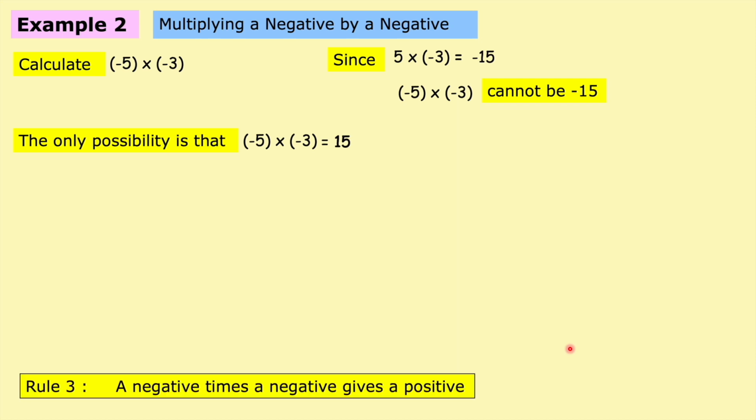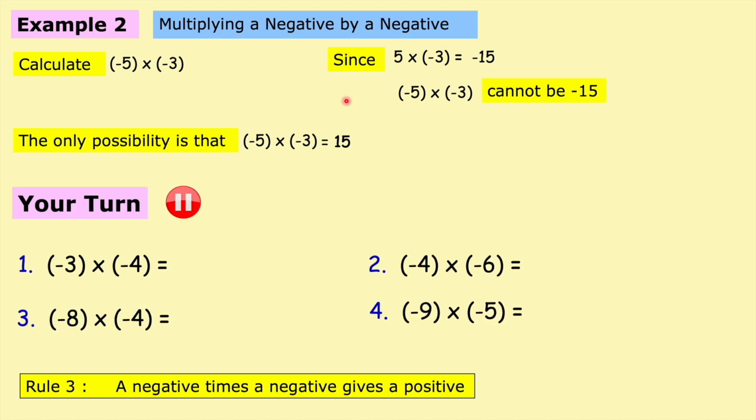So rule number 3 is a negative times a negative gives us a positive, just like a positive times a positive gives us a positive answer. So if our signs are the same, either two positives or two negatives, you will always get a positive answer. So using that last rule and this example, can you pause the video here and try these 4 questions?